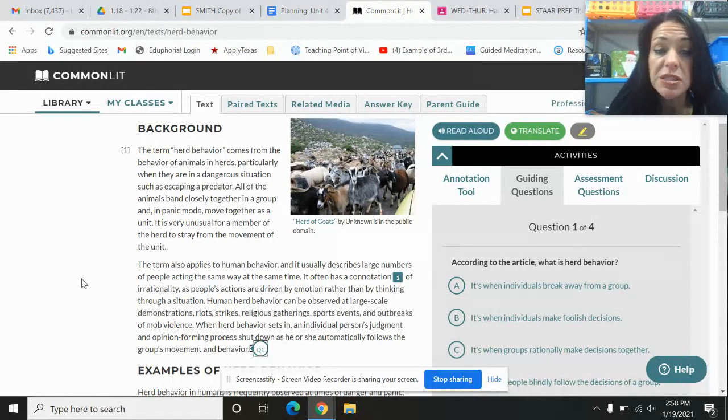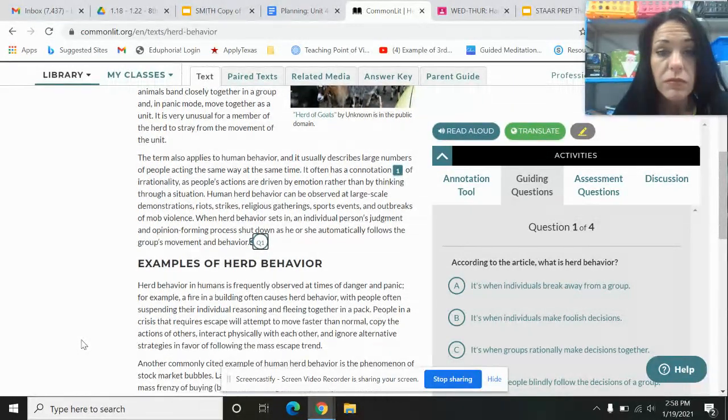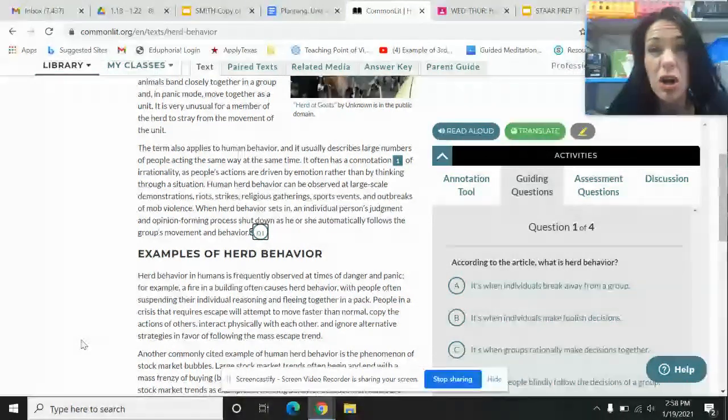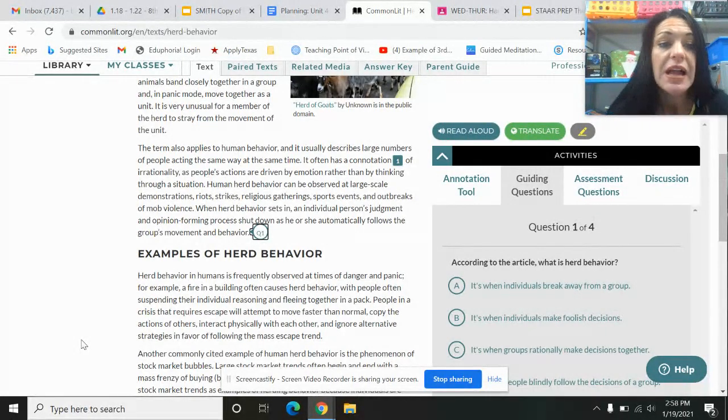The term also applies to human behavior, and it usually describes large numbers of people acting the same way at the same time. It often has a connotation of irrationality, doing things that are out of the norm, that some people would say are kind of crazy, like this doesn't make sense. Why are you doing that? That's irrationality. As people's actions are driven by emotion rather than by thinking through a situation.